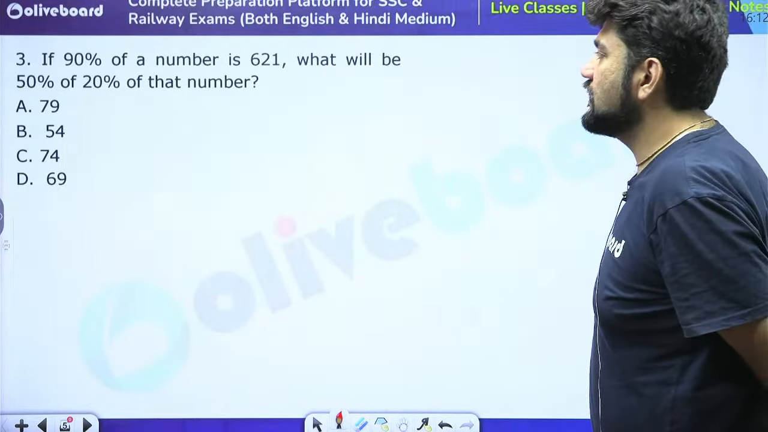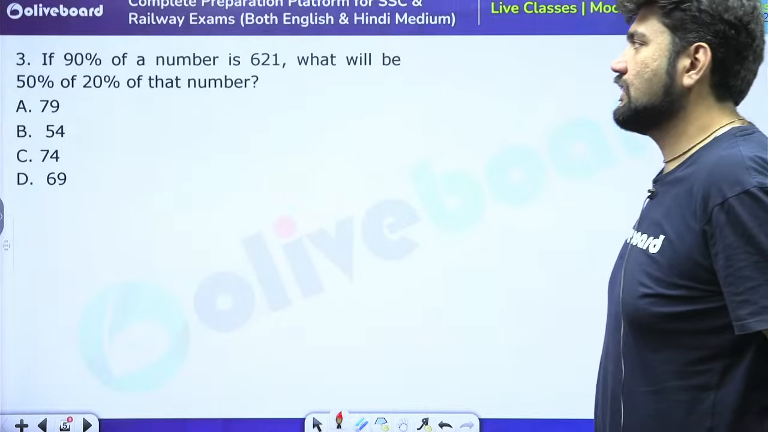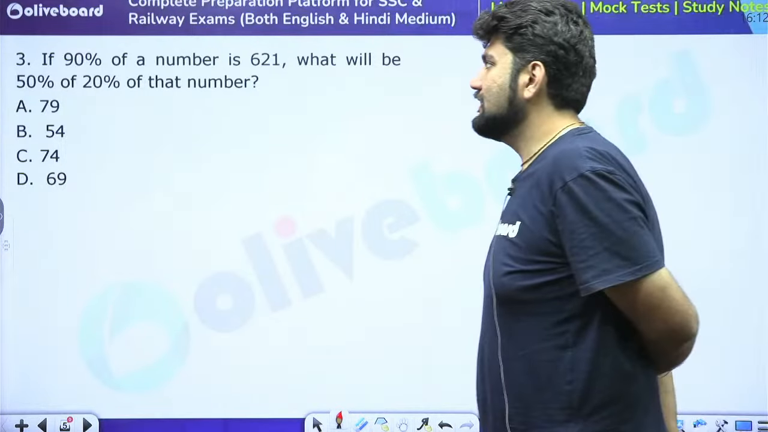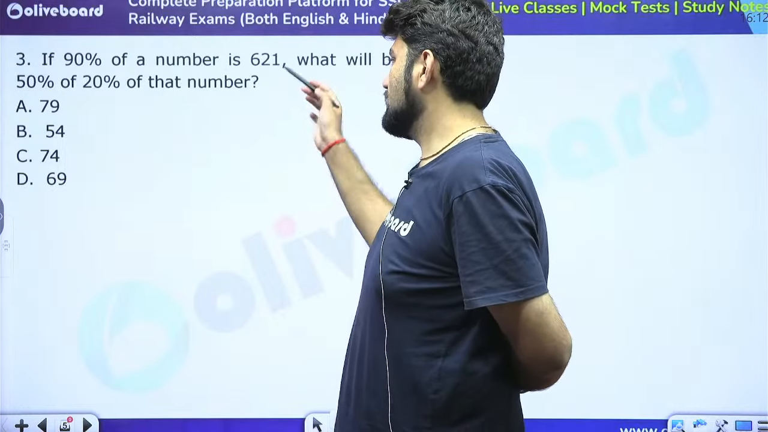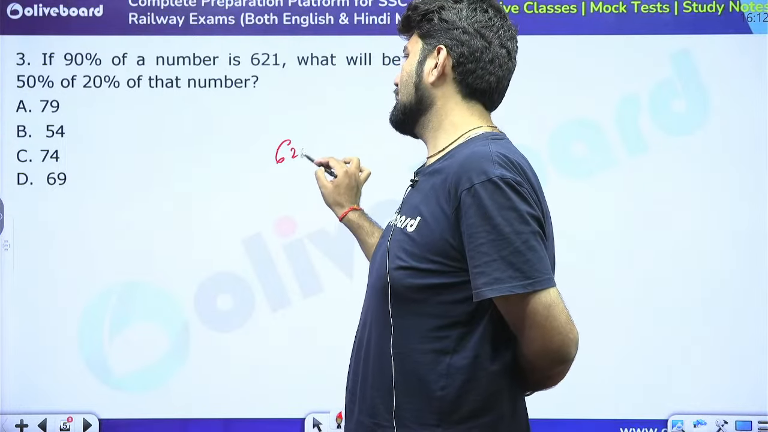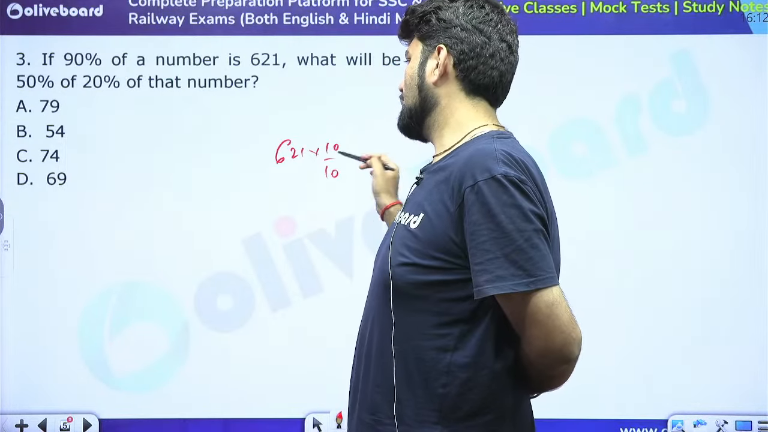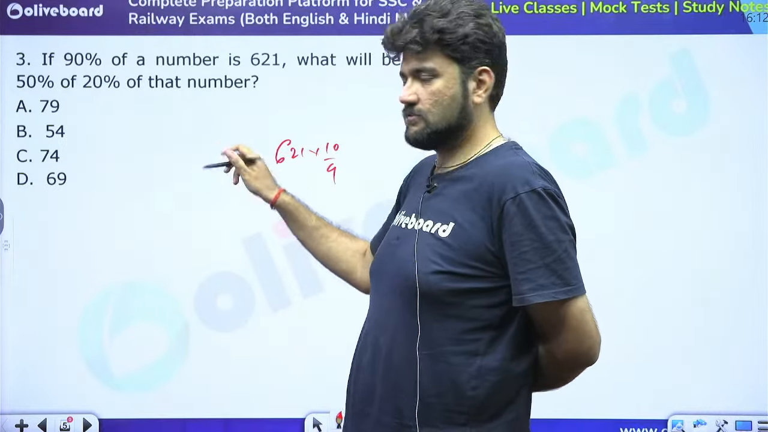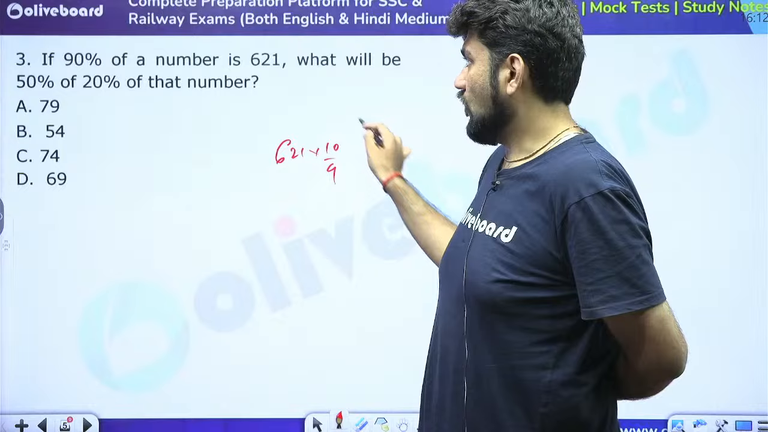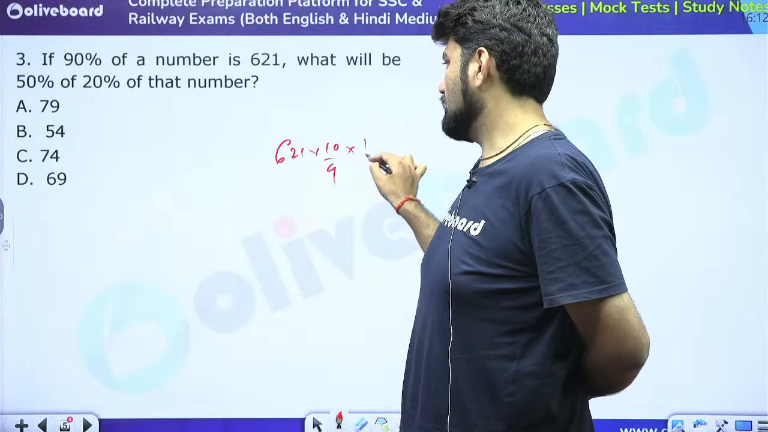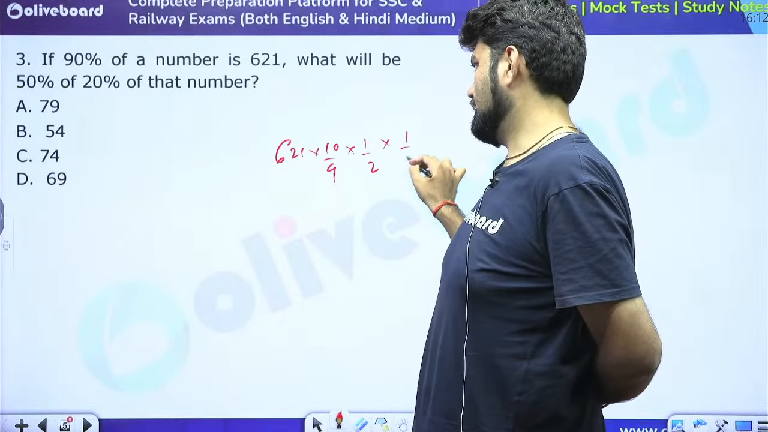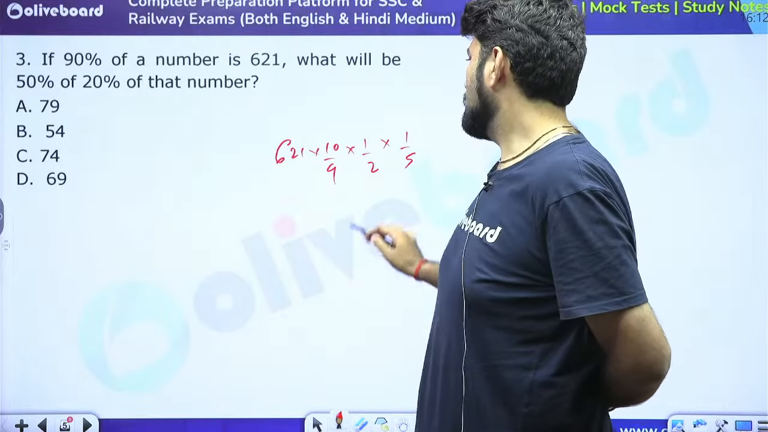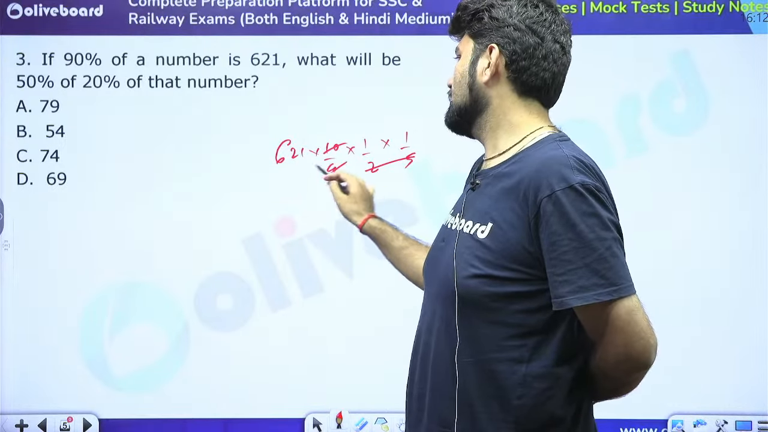90% of a number is 621. What will be 50% or 20% of that number? Simple arithmetic based, quant based. 90% of a number is 621. So what is the number? The number is 621 into 10 by 9, correct? Because if 9 by 10 of that number is 621, that number is x, so that number is this. Now of this number, what is 50%? That is 1 by 2. Of 20%, that is 1 by 5. This is what you need to find out. Okay, so 5 to 10 will get cancelled and this will get directly cancelled by 9.